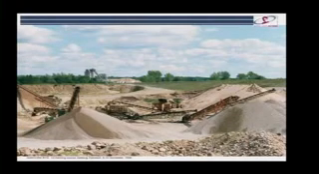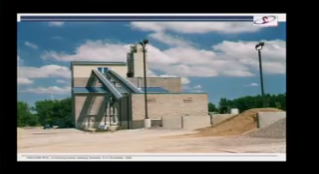Okay, so this shows you what happens when you extract something like gravel. You sort it into piles of different sizes. You then, at the concrete batching plant, you have all these different sizes of aggregates.